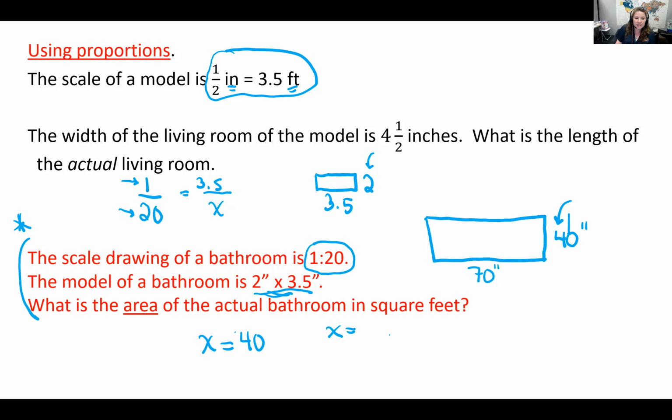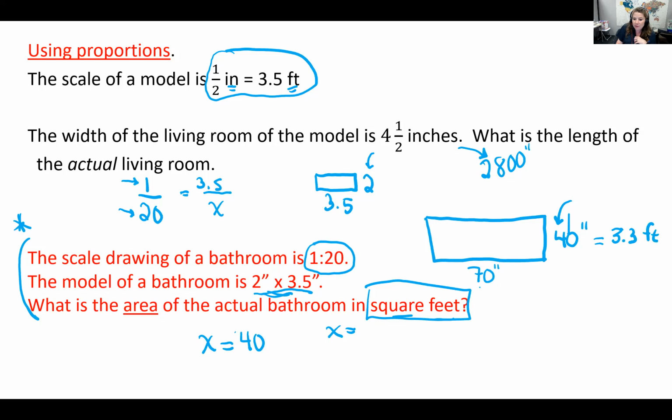Now the question is, what is the area of the bathroom in square feet? So in order to find out the area in square feet, if we multiply these 2 numbers, we get 2,800 inches. That's the area in inches, but it wants square feet. So the first thing we're going to do is convert these numbers from inches to feet. So how many inches are in a foot? 12. So if we divide 40 by 12 in our calculator, we get 3.33333. So I'm going to write that as 3.3 feet.